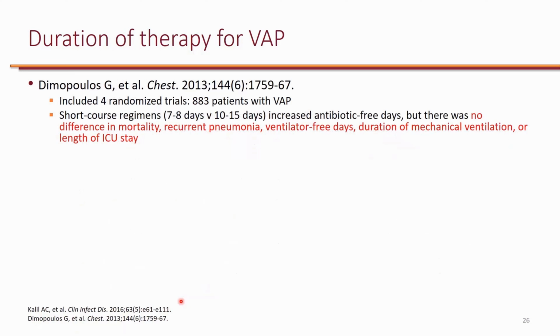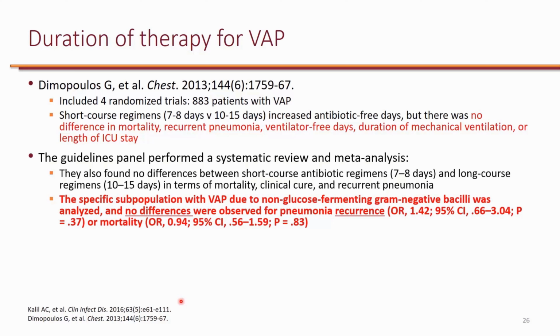There was also a study published in Chest that showed that a short course regimen compared to long course therapy was not associated with any difference in mortality, recurrent pneumonia, ventilator-free days, duration of mechanical ventilation, or length of ICU stay. So what happened in 2016 when the IDSA guideline came out is that the panel did their own systematic review and meta-analysis, and they found that when the specific subpopulation with VAP due to non-glucose fermenting gram-negative organisms was analyzed, no difference was observed for pneumonia recurrence.